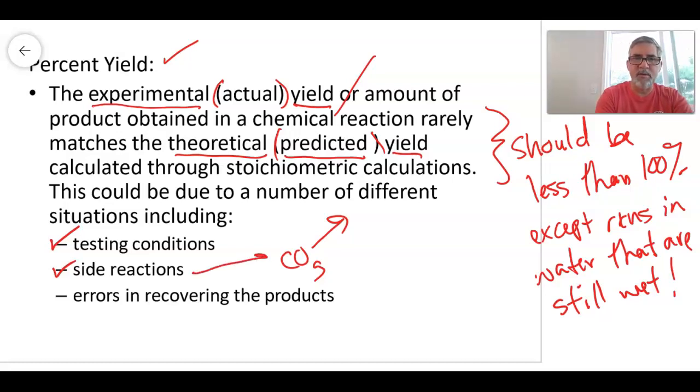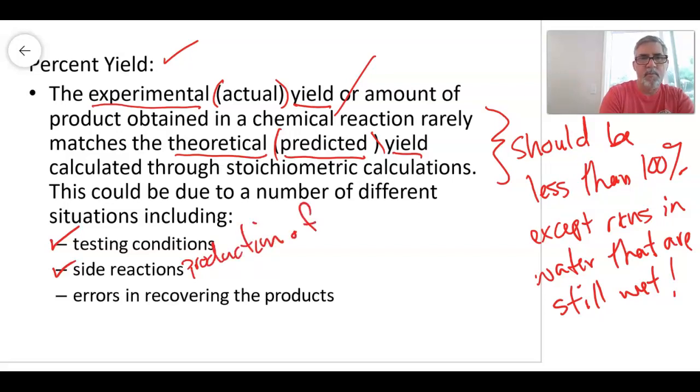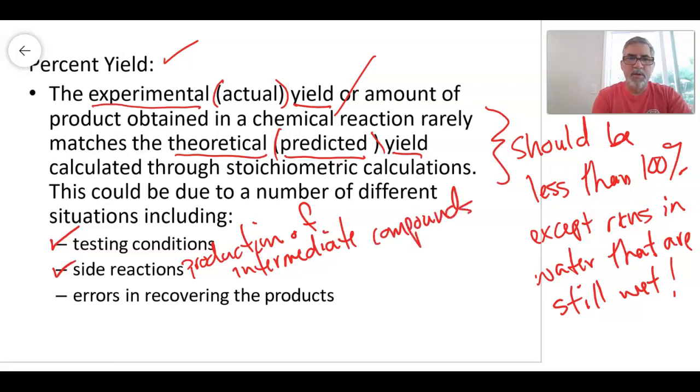So a side reaction would be production of intermediates. So we could say that. All right, production of intermediate compounds, or errors in recovering products.